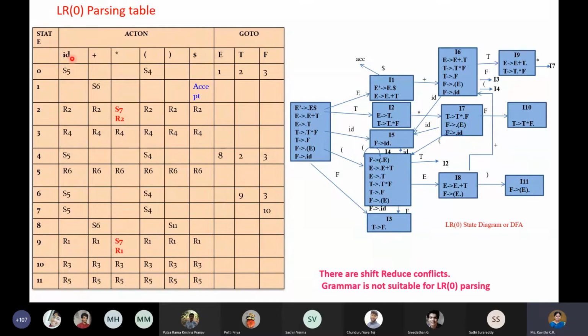Okay. So now at 0 on ID, what happens? At 0 on ID, it is nothing but the shift action and it is going to some state number 5. So that's why it is known as S5. The entry should be S5. Similarly, on open parenthesis, it is S4 because it is going to the state number 4. That's all, because we have only 5 transitions from this I0 and we have covered all the 5 entries. So it should match properly. All the transitions should be taken care of.